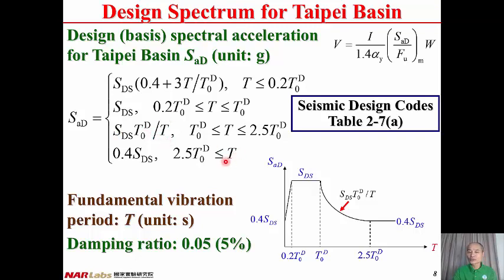When T is larger than or equal to 2.5 T0D, that is the lower bound for the spectral acceleration, SAD equal to 0.4 times SDS. And the T here is the fundamental vibration period, and the unit is second. And the damping ratio of the structure equal to 5%, that's 0.05.